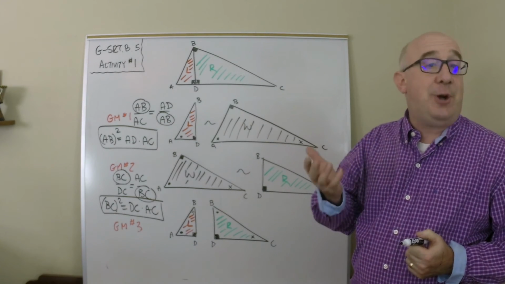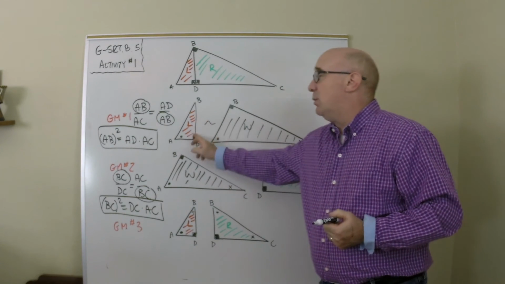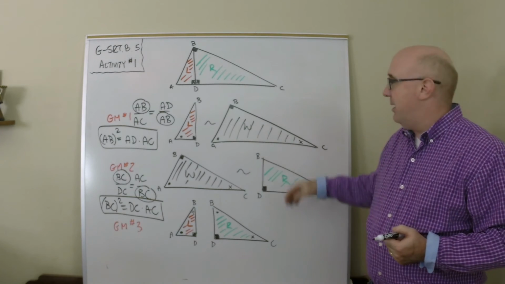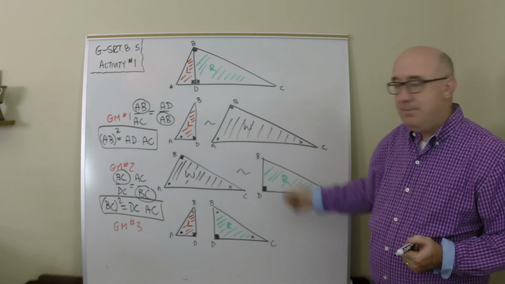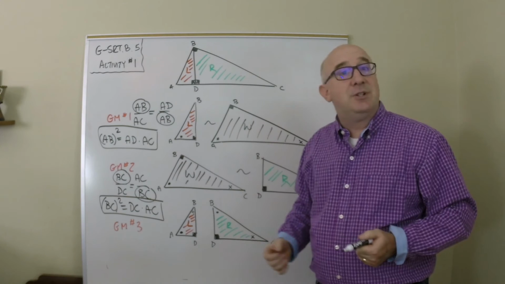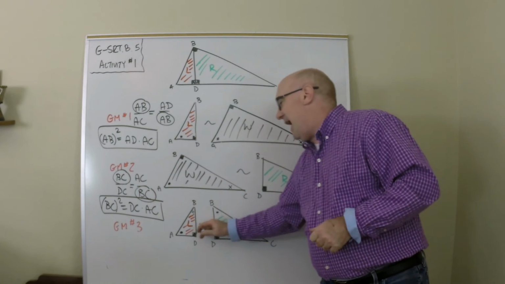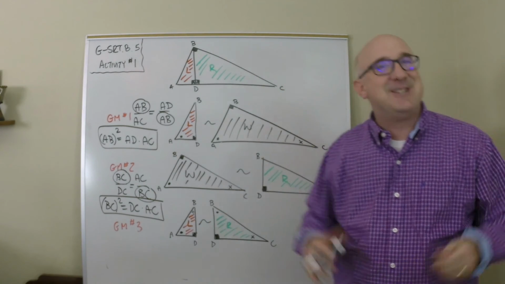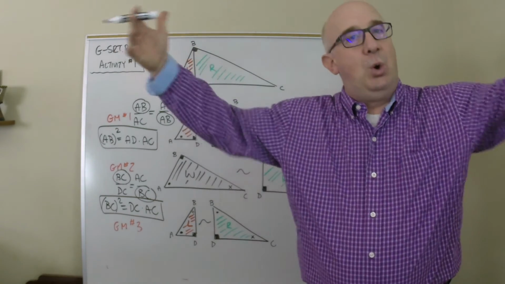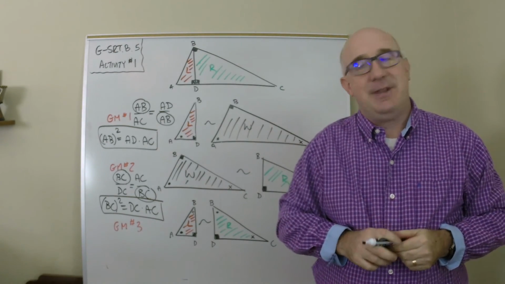Or you can use a transitive argument that the little one's similar to the big one. Sorry, the left one is to the big one. The right one is to the big one. So transitively, they have to be similar to each other because they're both similar to the whole. And so they have to be.